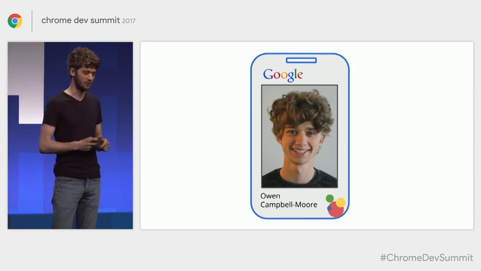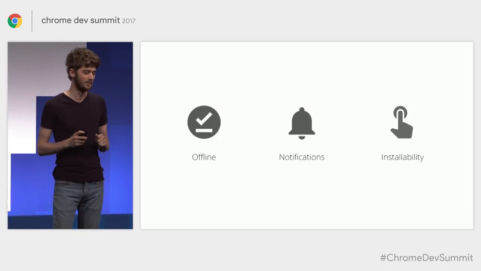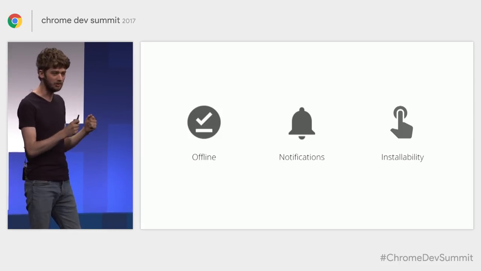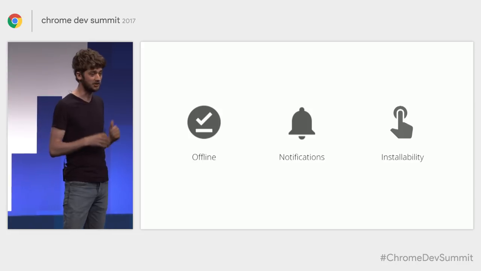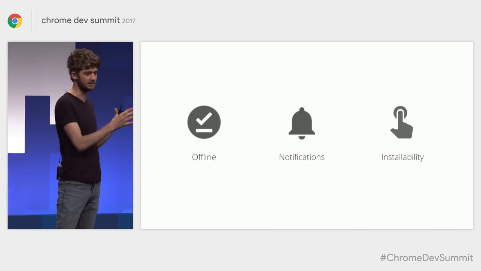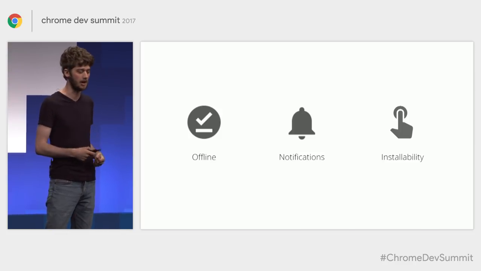So I joined the Chrome team. And when I joined, we were really laser focused on three areas. Offline, so on mobile devices, users don't have this reliable wire straight into the internet. And so it's just table stakes that sites must work reliably when you're moving in and out of elevators and through buildings and in the subway.